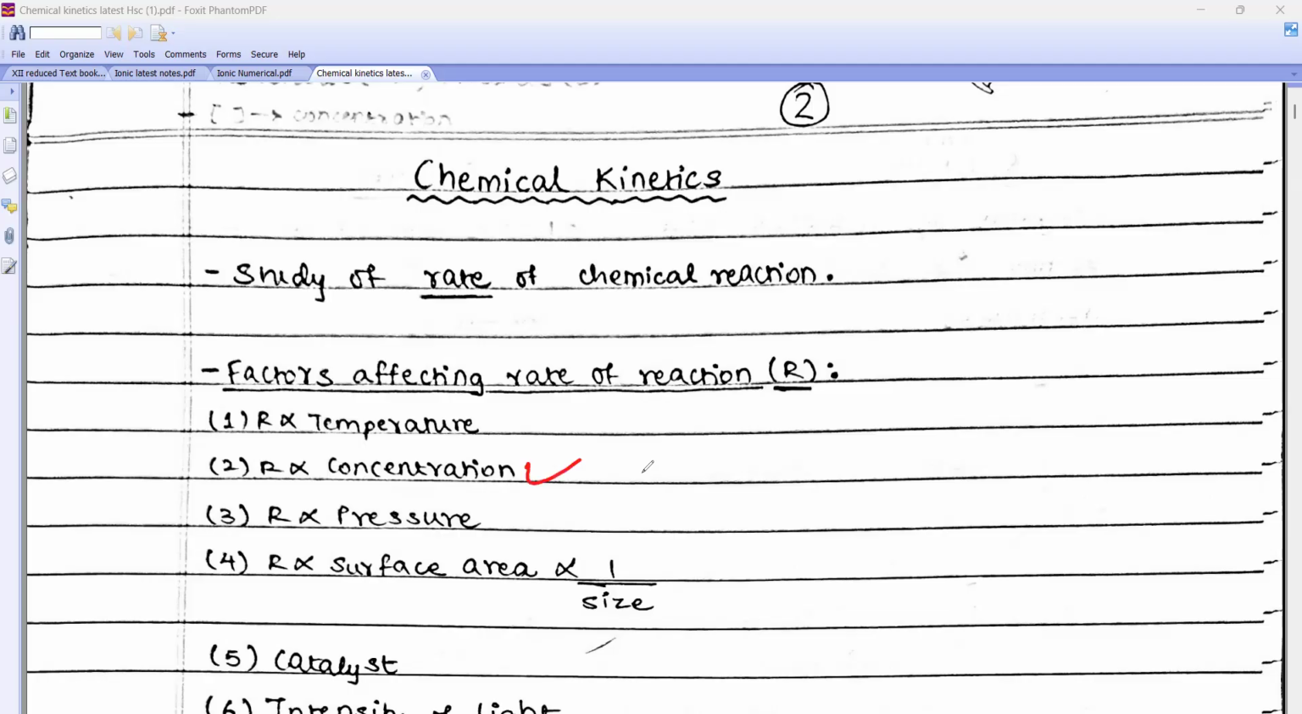Now for gaseous reactions, I have taken two containers. In one the pressure is less, in another the pressure is more. In which case will molecules come closer to each other, less pressure or more pressure? With more pressure, collision will be faster, and therefore the reaction will be faster. So for gaseous reactions, the rate of reaction is directly proportional to pressure.